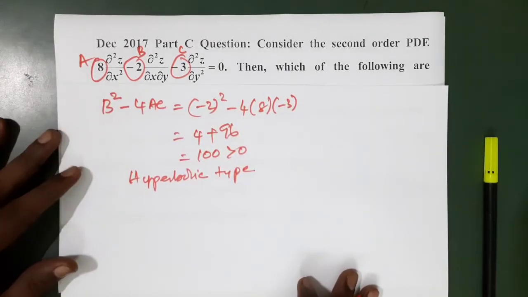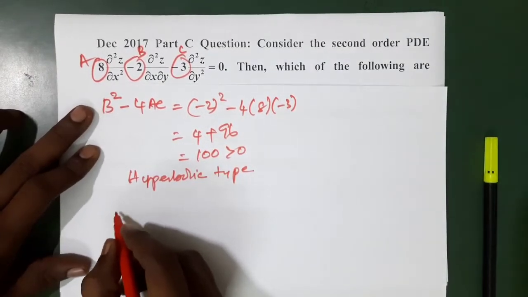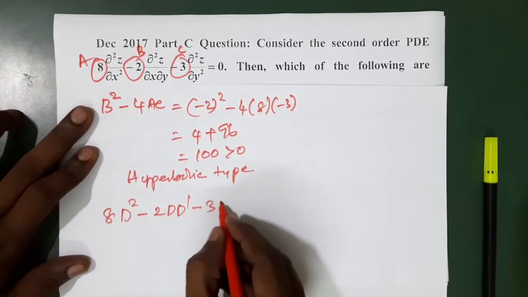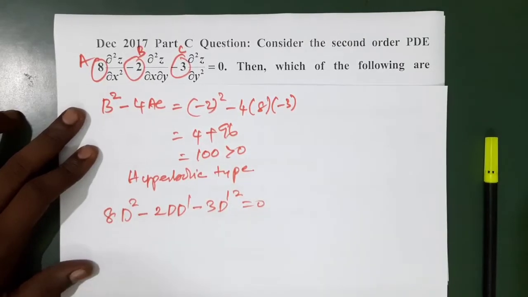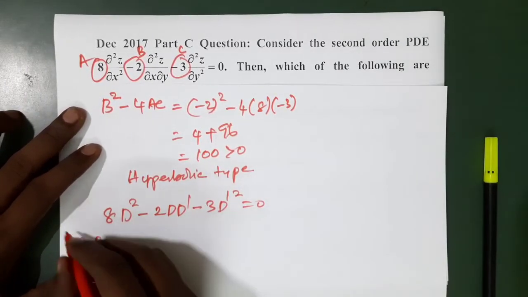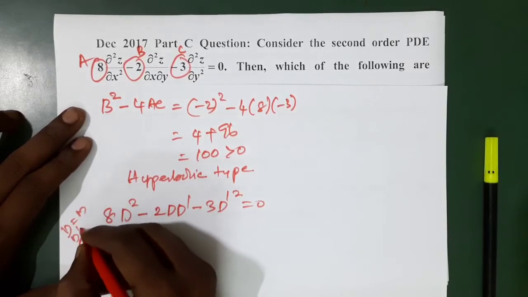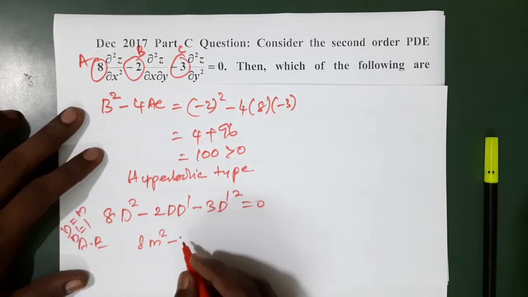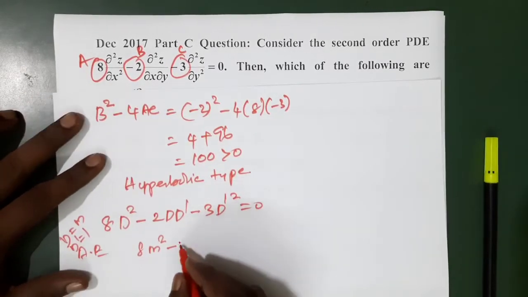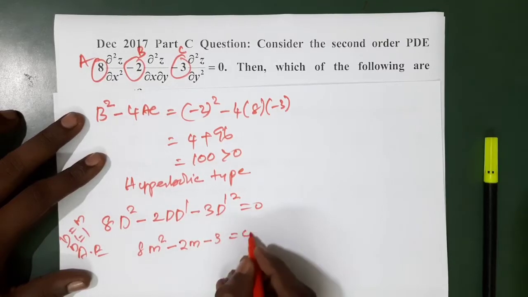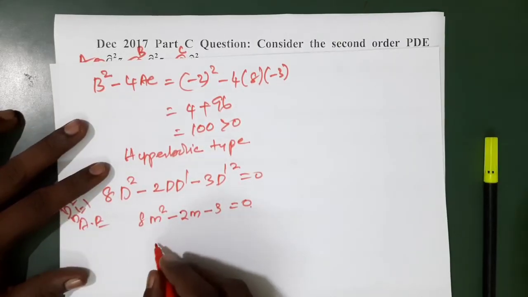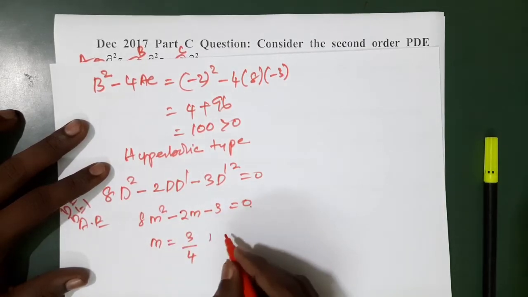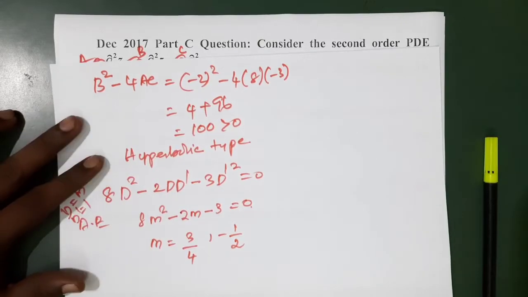So we have to rewrite this as 8D square minus 2DD dash minus 3D dash square is equal to 0. Then the auxiliary equation, by putting D is equal to m and D dash is equal to 1, is 8m square minus 2m minus 3 is equal to 0. So solving this, m is equal to 3 by 4, minus 1 by 2.